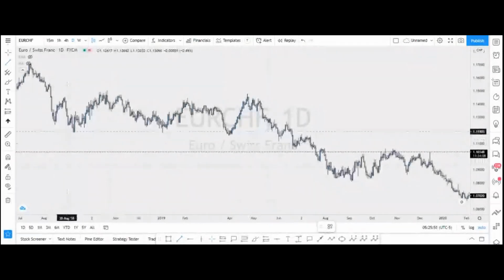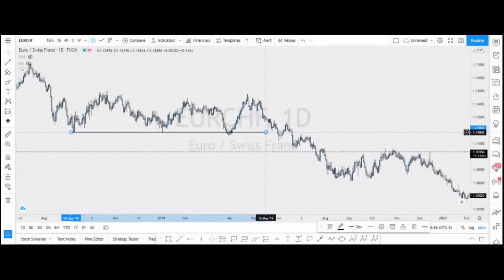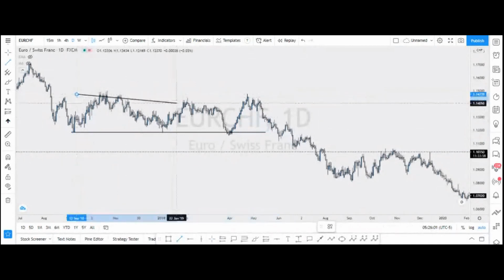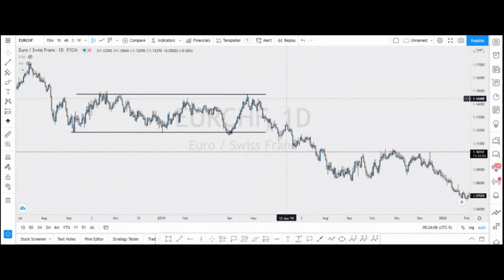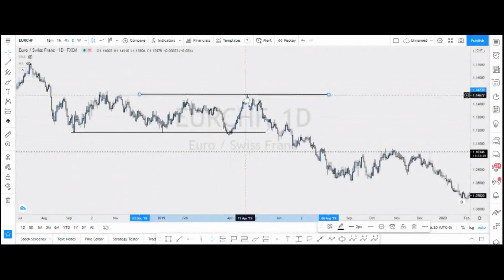This is a sideways channel right here. Can we all see it? It has a low, a high. The price runs from here to here to here, then here, then here, then here. Did you see? Low, high, low, high, low, high. Do we all understand that?